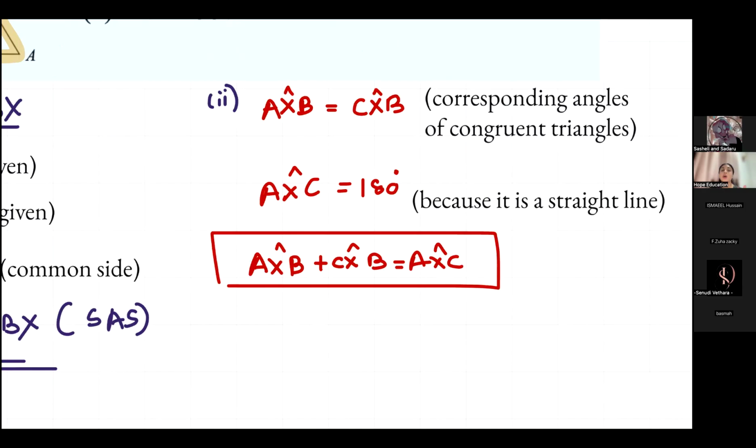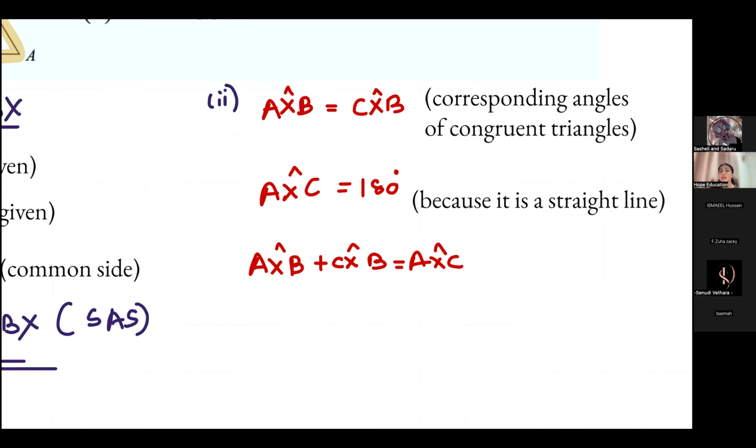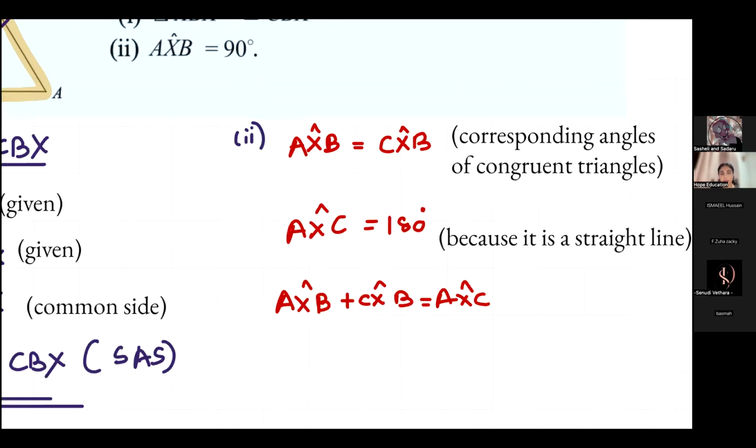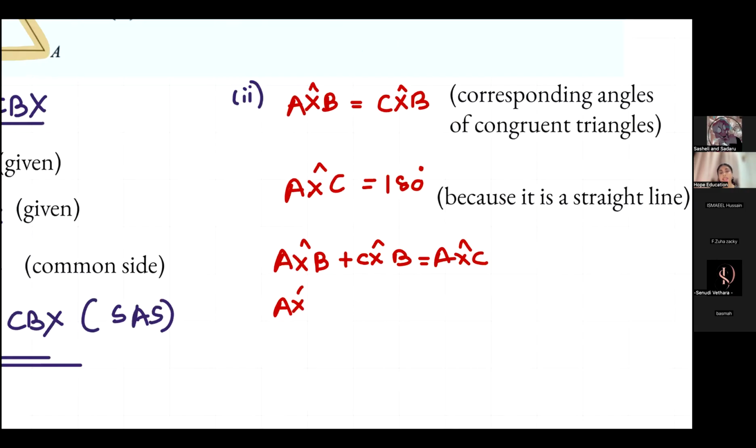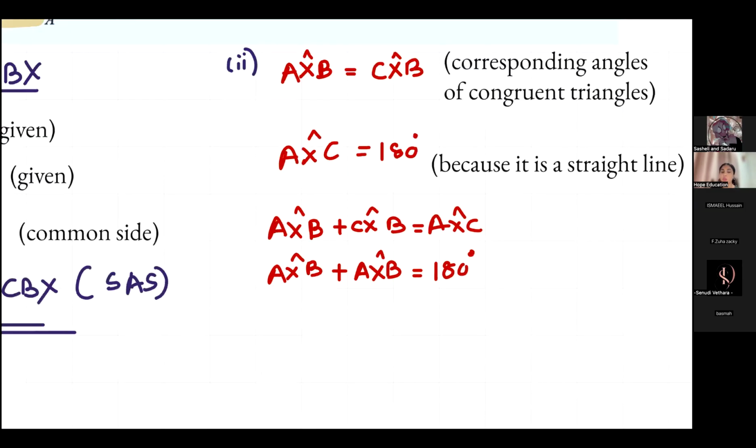All right. Now, since AXB is equal to CXB, CXB is equal to AXB. So here also I write AXB, because they're equal. Instead of CXB, I can write AXB. Equals AXC, and AXC we know is 180 degrees. Now AXB plus AXB means 2AXB. So 2AXB is equal to 180.